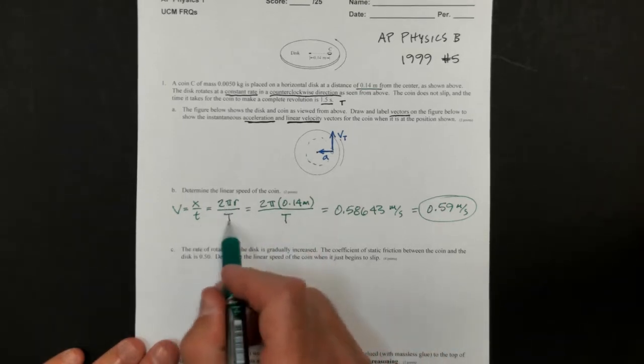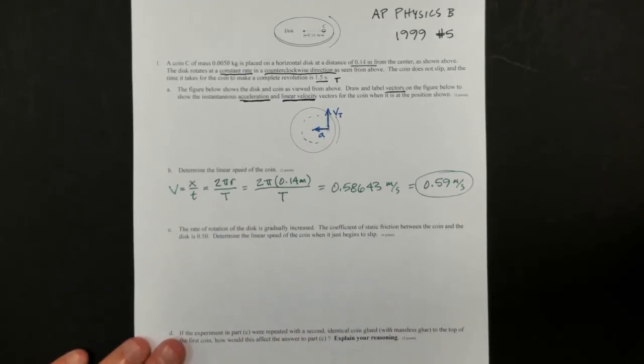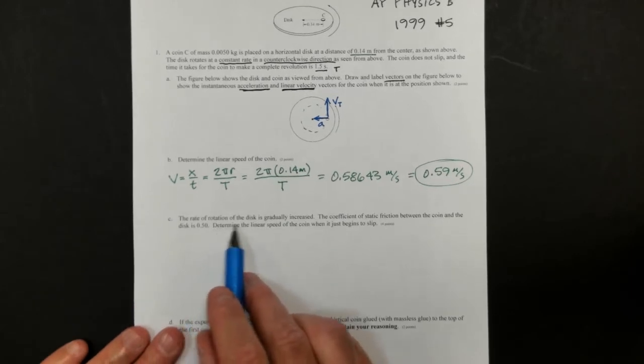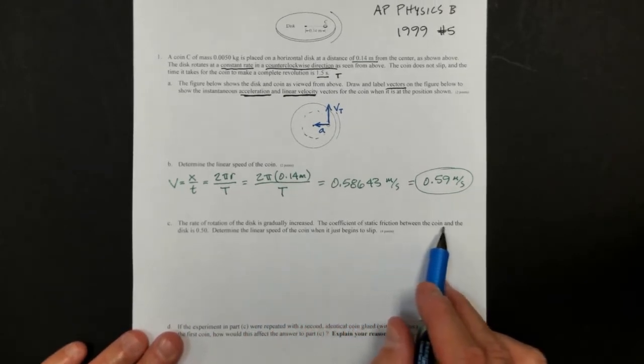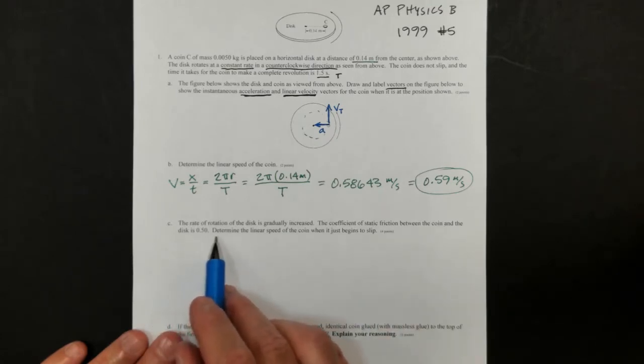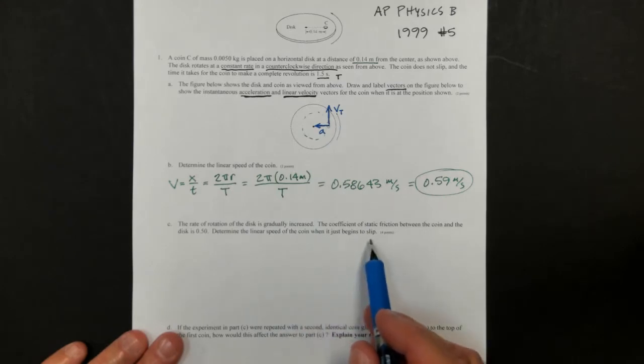So that's why it's important to show the derivation or start with an equation. Okay, cool. The next one says the rate of rotation of the disk is gradually increased and the coefficient of static friction between the coin and the disk is 0.5. Determine the linear speed, so that's this speed here, of the coin when it just begins to slip.